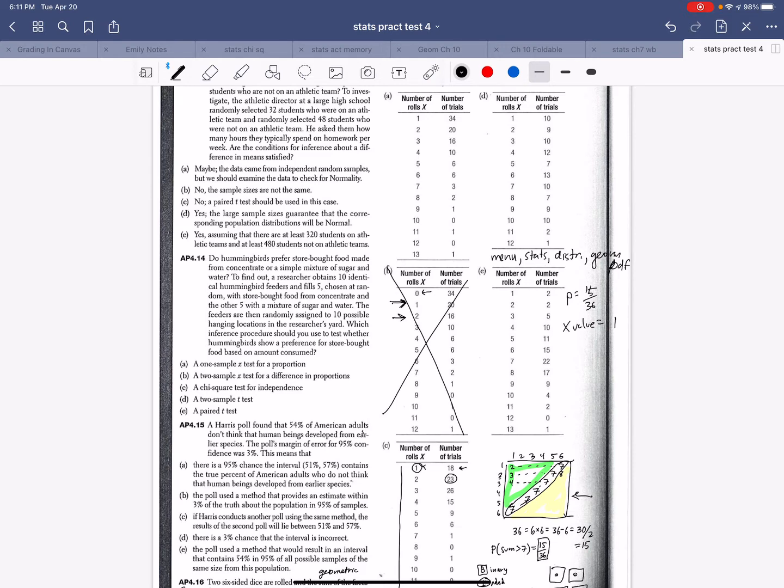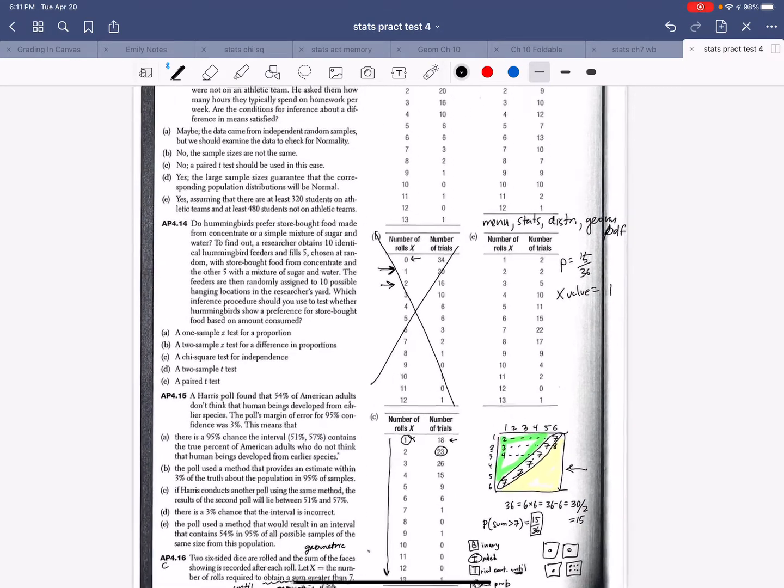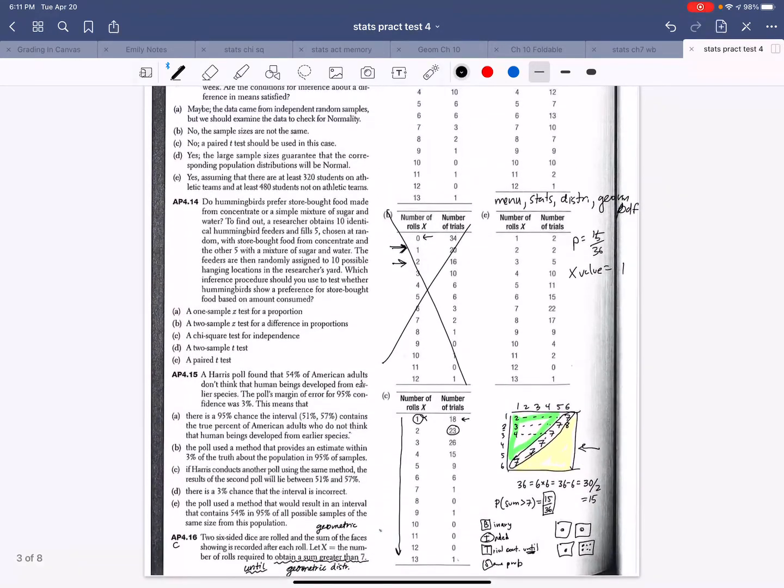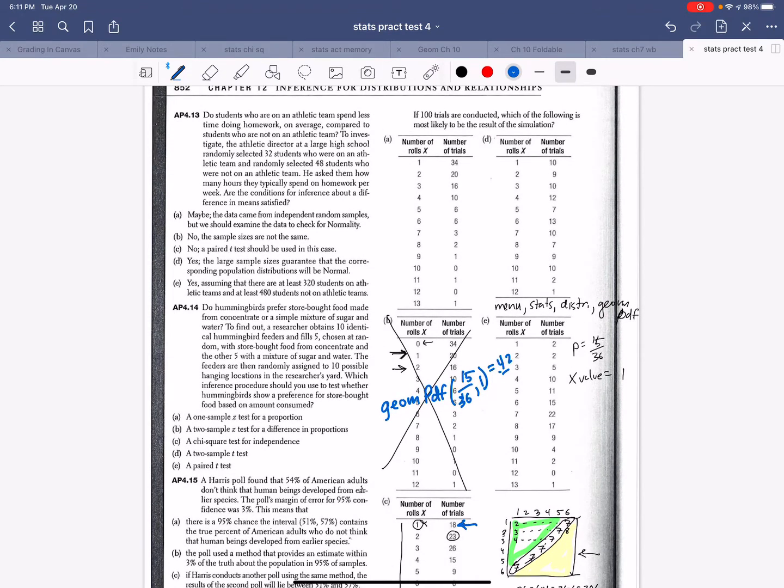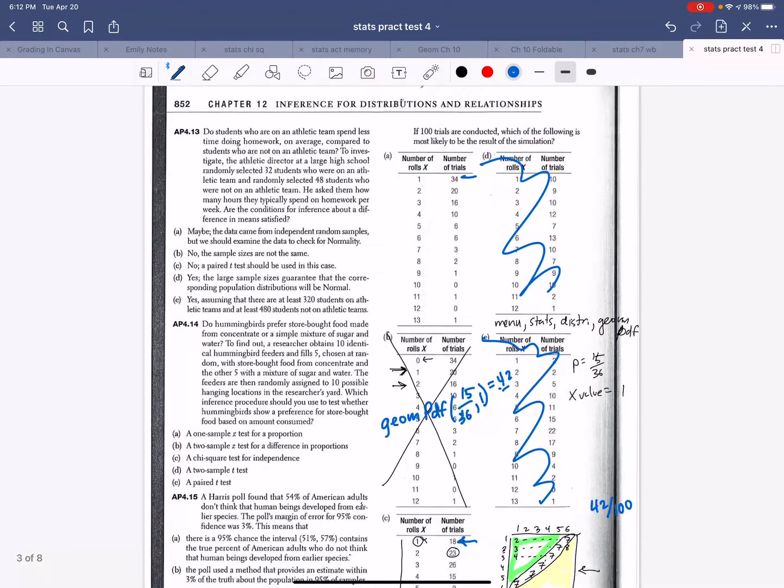Okay, when I hit return, my calculator looks like this. It says geometric PDF 15 over 36, comma 1 equals 0.42. So this should be, if it's out of 100, about 42 out of 100. So definitely E is eliminated. Definitely D is eliminated. Now it's kind of narrowed down to A and C. I'm leaning toward A, right?